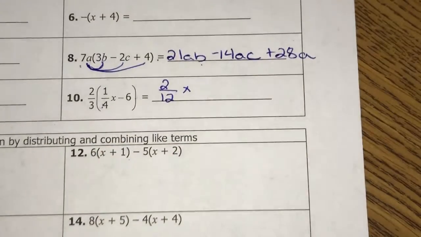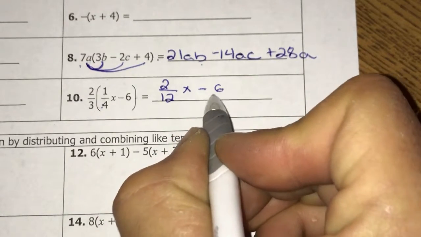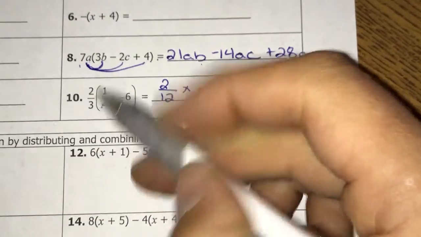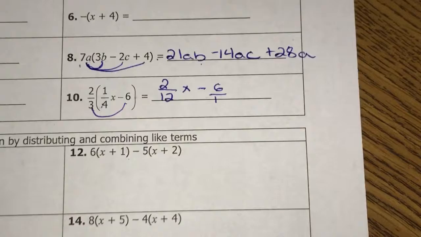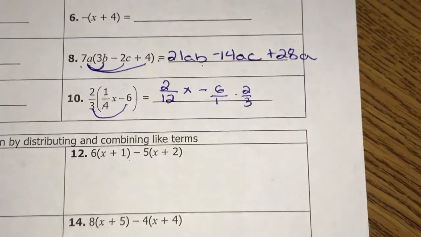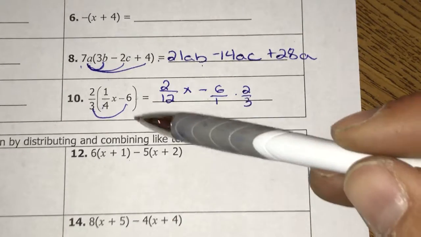x, and then minus 6 over 1 is how I'm going to write that, because I'm multiplying by this 2/3, because I have to take 2/3 through to the 6 also, yeah? So times 2 over 3. And I just wrote it out there. You can do it in your head if you like to do that. I just wanted to make sure you guys saw what I was doing here.